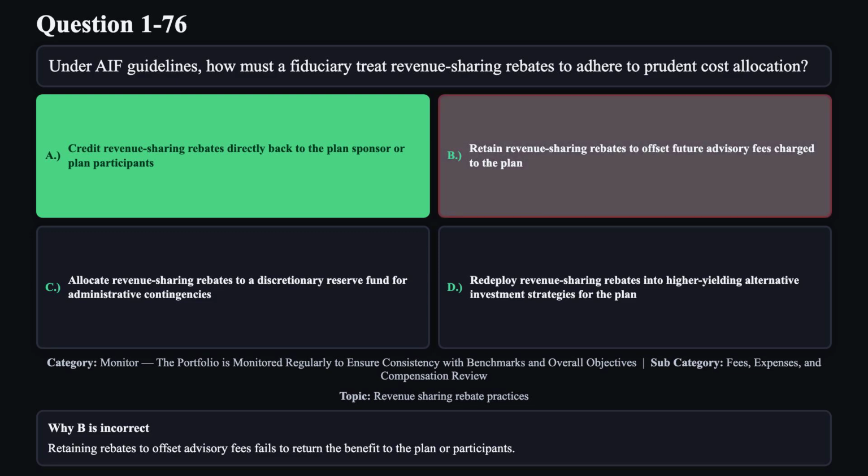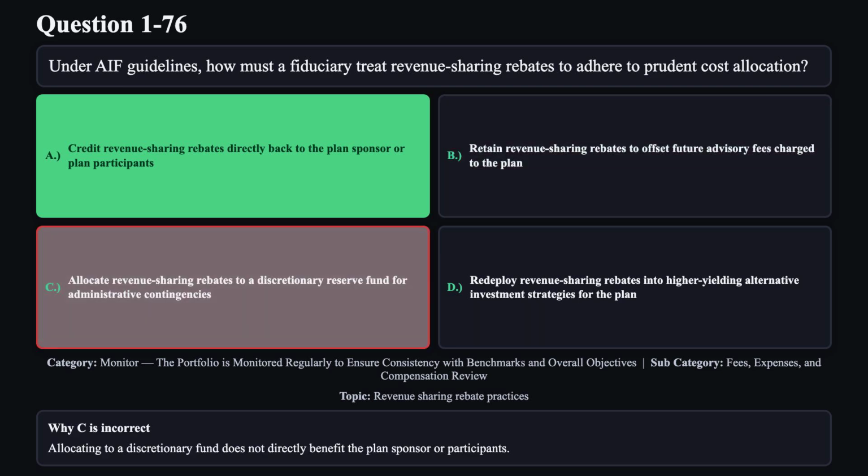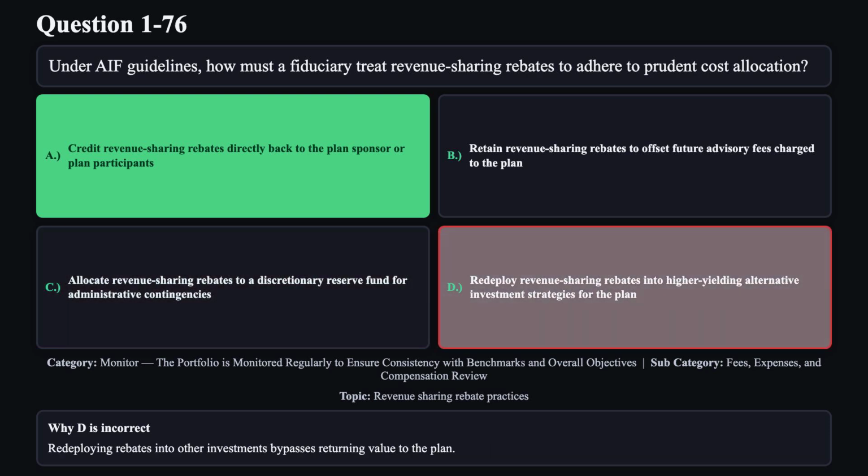Retaining rebates to offset advisory fees fails to return the benefit to the plan or participants. Reason C is not correct. Allocating to a discretionary fund does not directly benefit the plan sponsor or participants. Reason D is not correct. Redeploying rebates into other investments bypasses returning value to the plan.